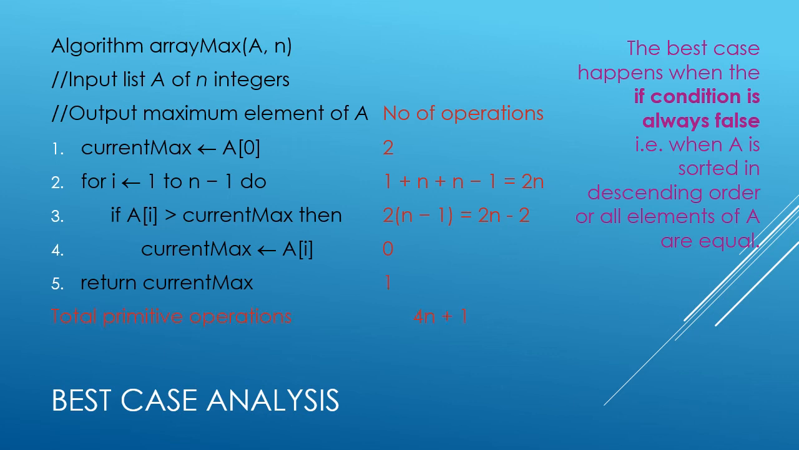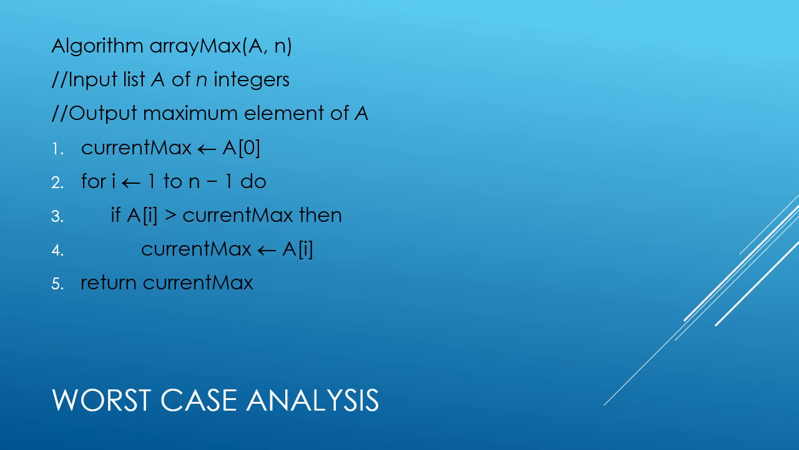Total primitive operations are 4n plus 1. Tn is equal to 4n plus 1. Now let us do the worst case analysis.